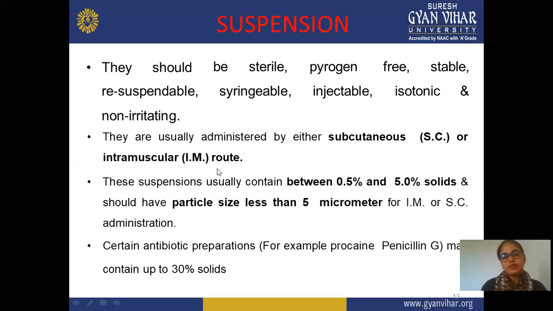And certain antibiotic preparations, for example procaine penicillin G, may contain up to 30% solid. This means in exceptional cases some formulations have a higher concentration than this 0.5 to 5%. This is up to 30%, and it is an antibiotic preparation. So the concentration of solid particles also varies depending on the type of formulation, but the standard limit is 0.5 to 5% solid, particle size should be smaller than 5 micron, and this formulation is mainly administered by the intramuscular and subcutaneous route.